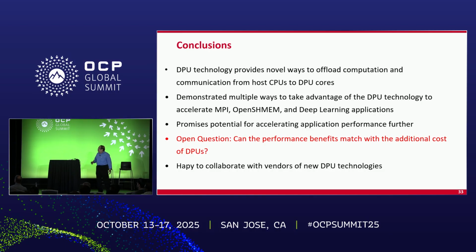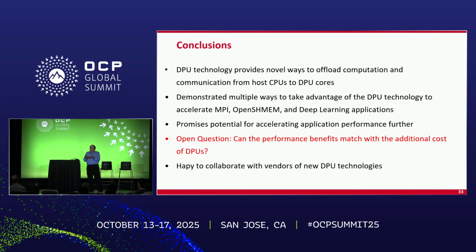So, with this I would like to conclude, saying the DPU technology again provides novel ways to offload the computation and communication from the host CPU to the DPU core. I demonstrated multiple ways to take advantage of it, and how from the same hardware you can actually deliver better performance. But the open question here, which I indicated by the motivational example: can the performance benefits match the additional cost of DPUs? It's just like I told you, hiring a PhD level secretary, but if you cannot offload 100%, then it is not beneficial. And how much cost you are providing to the secretary and how much benefit you are seeing.